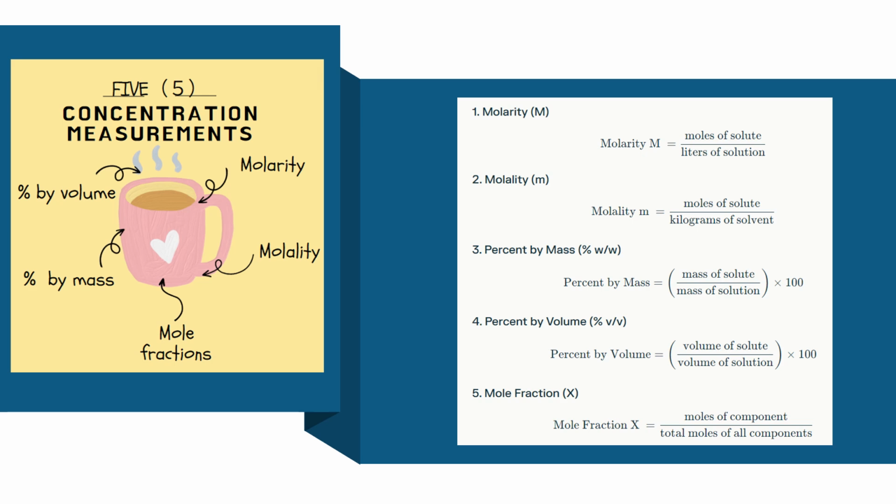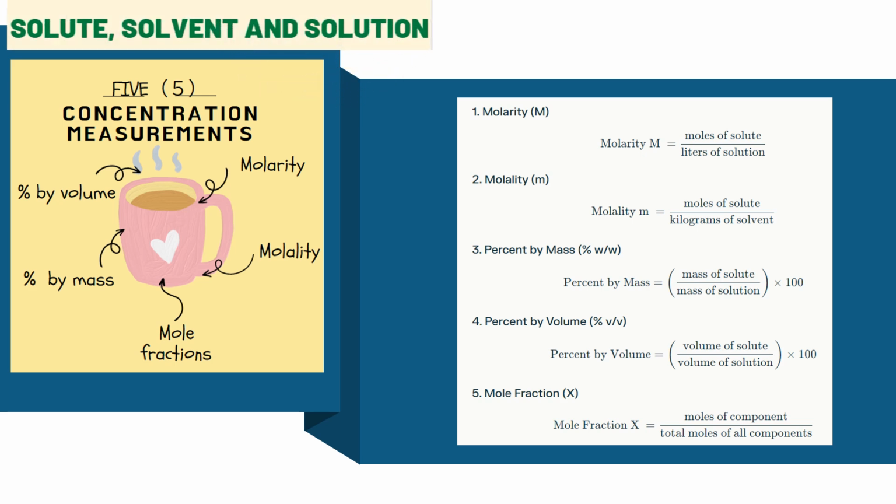Let's start with concentration measurements. To answer this question, it is good if you can differentiate solute, solvent, and solution. Next, we have to know the 5 formulas of the concentration measurements. As with 1 cup of coffee, we can measure its molarity, mole fractions, percentage by mass, and even percentage by volume. The list here shows the formulas of these 5 concentration measurements.